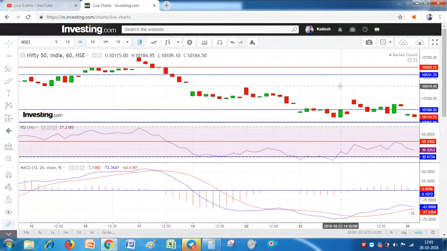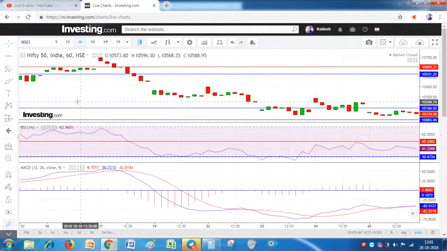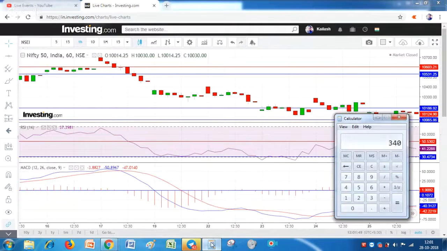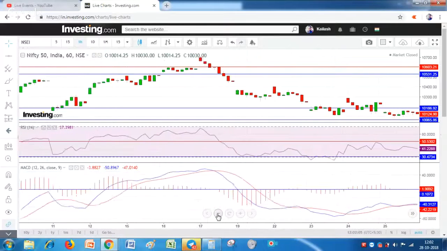So by what time should we have taken an exit? By 1:30 or 2:30 somewhere. Yes, by 2:30 we should have taken exit. So friends, we have got 340 points. Awesome. So friends, for positional trades, we can follow the setup very rightly. But we need to follow it strictly, friends. Follow it strictly, we will make good money.